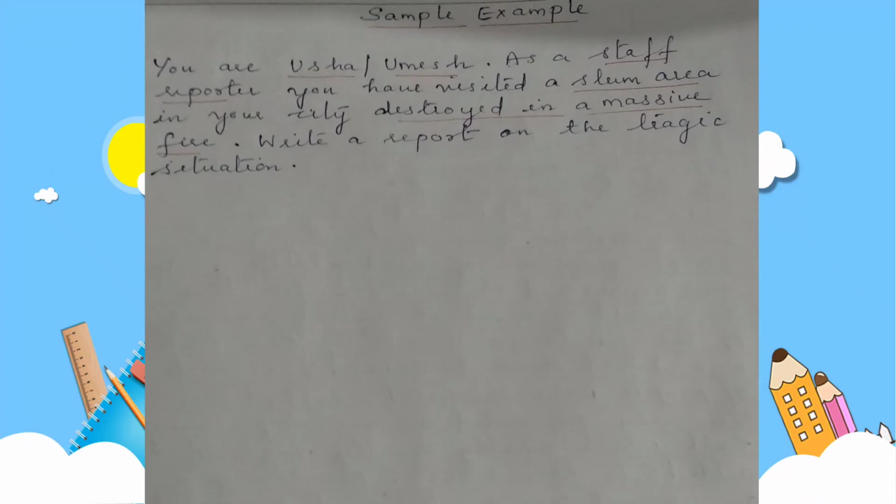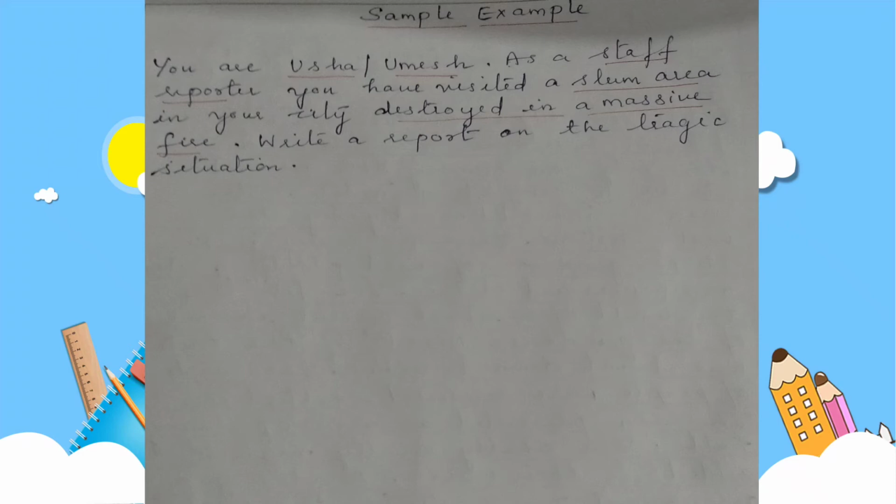Now, here is a sample example. You are Usha or Umesh. As a staff reporter, you have visited a slum area in your city destroyed in a massive fire. Write a report on the tragic situation. Now, in this example itself, the name of the person who is writing this report has been given. You can either take Usha or Umesh, and the designation is staff reporter.